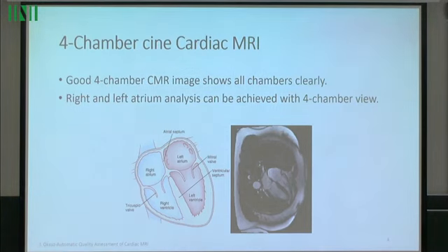4-chamber cardiac MR images aim to show all 4 chambers clearly, as pointed out here. Basically, they are tailor-made for atrial analysis, and left and right atrial analysis can be achieved with them. Good quality images can also aid the right ventricular and left ventricular analysis alongside short axis images.